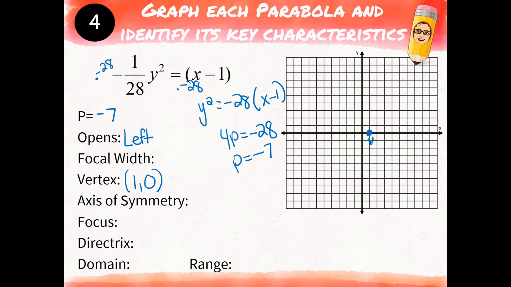Put a big giant V by that. Let's follow our steps. I'm going to go left 7. Remember that negative only counted for saying we're going left. So I'm going to go left 7 from my vertex. 1, 2, 3, 4, 5, 6, 7. That is the focus right there. Let's go right 7 now to find the directrix. 1, 2, 3, 4, 5, 6, 7.